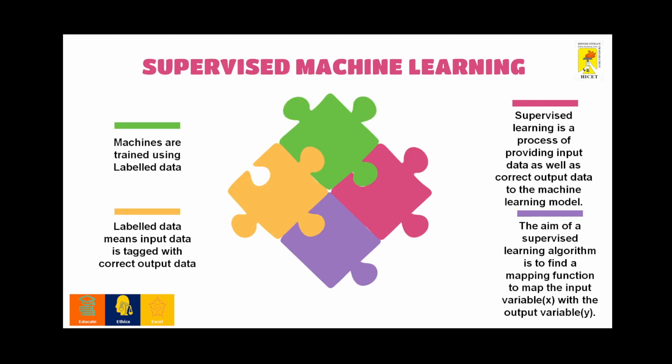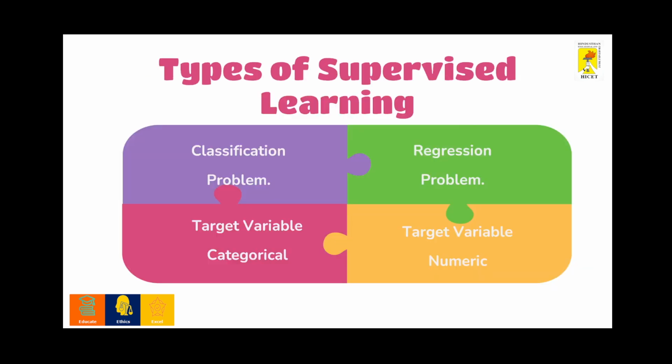To deal with supervised machine learning in detail, here the machines are trained using labeled data. Labeled data refers to the input data which is appropriately tagged with the correct output data. So in supervised machine learning, the input values and the output values are explicitly given to the machine for it to get trained. Supervised learning is a process where input as well as output data are provided to the machine learning model, and the aim of a supervised learning algorithm is to find a mapping function between the input variables and the output variables. Supervised learning has been categorized into classification algorithms and regression algorithms.